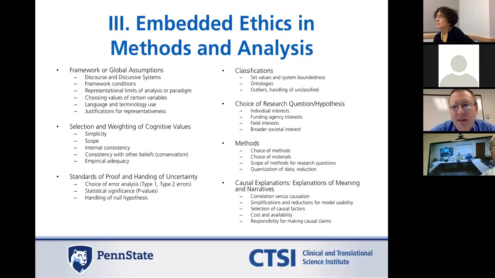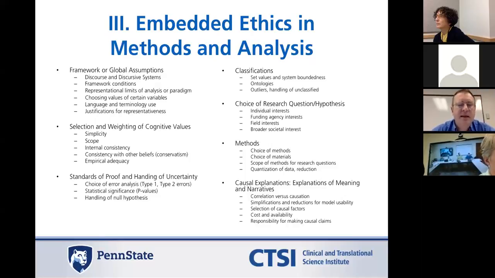So basically, when is enough data? When do we know we have enough data? Selection and weighing of cognitive values. Have we oversimplified, over-reduced the problem? We have to obviously reduce, in a lot of ways, be reductive, particularly when we're doing complex modeling. Otherwise, we can't even always collect the data of those systems.